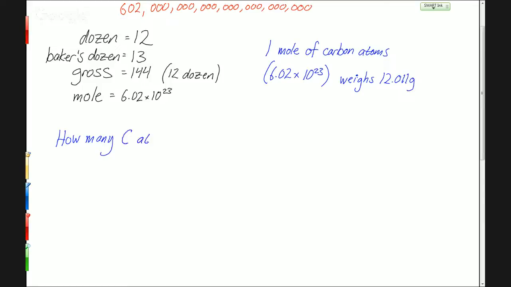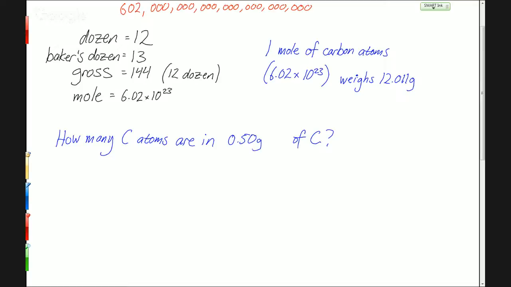how many carbon atoms are in 0.50 moles of carbon. Actually, wait, hold on. Not moles, grams. How many carbon atoms are in half a gram of carbon?